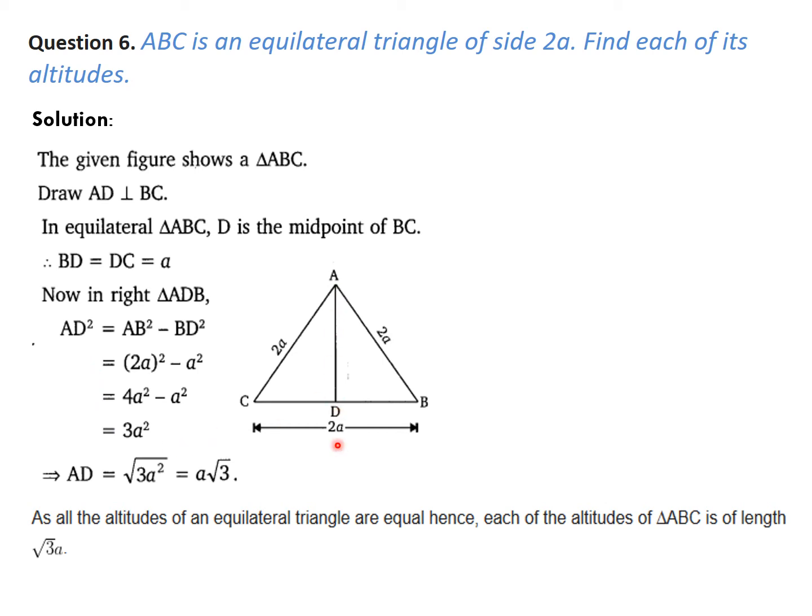So ultimately AD is equal to root 3 A. Since all the sides of the equilateral triangle are equal, therefore their altitudes are also equal, and all of their lengths will be root 3 A units.